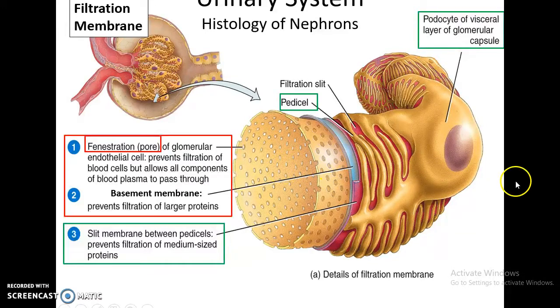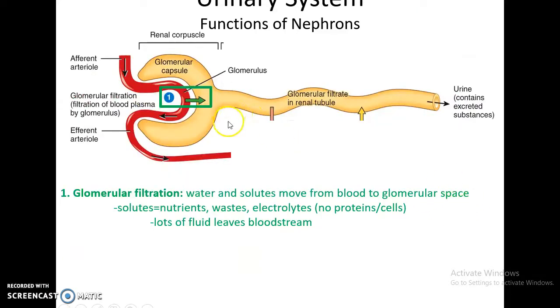So basically lots of materials that are really, really small can leave the capillaries, but proteins, anything protein size or bigger, cannot. So glomerular filtration occurs in the glomerular capsule. Lots and lots of fluid leaves the bloodstream. It has lots of water and solutes, various things dissolved in the fluid, in the water. So things coming out are nutrients, waste, electrolytes, pretty much anything that is smaller than a protein.